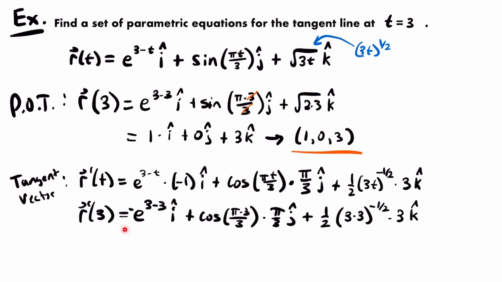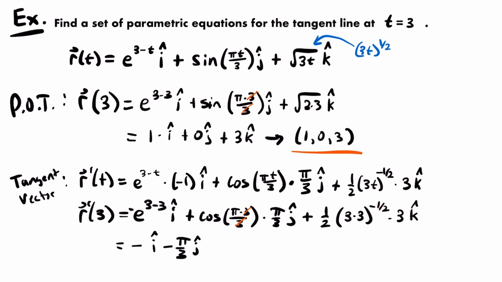All right, so now e to the power of 3 minus 3, that's just e to the power of 0, which is 1, but don't forget about that negative. So this is equal to negative i, and then these 3's will cancel out. So we have cosine of pi, and cosine of pi is negative 1. And so we have negative 1 times pi divided by 3. So we'll have minus pi divided by 3 times j. And then for the last term, things get a little bit tricky, but it's nothing we can't handle.